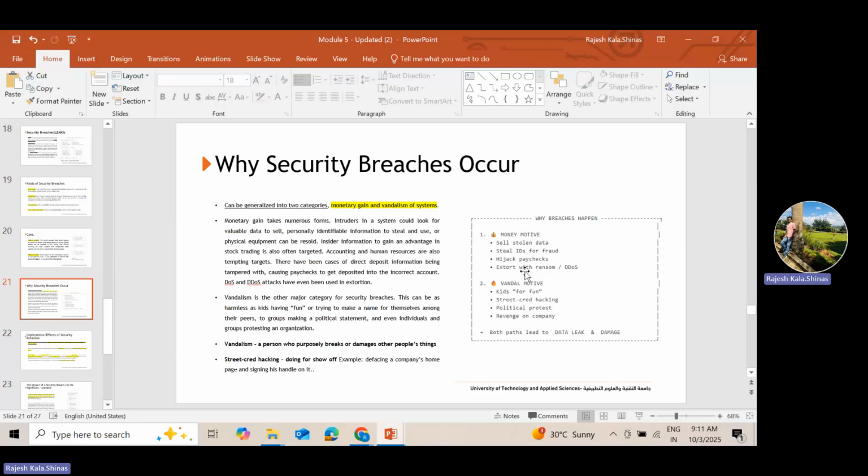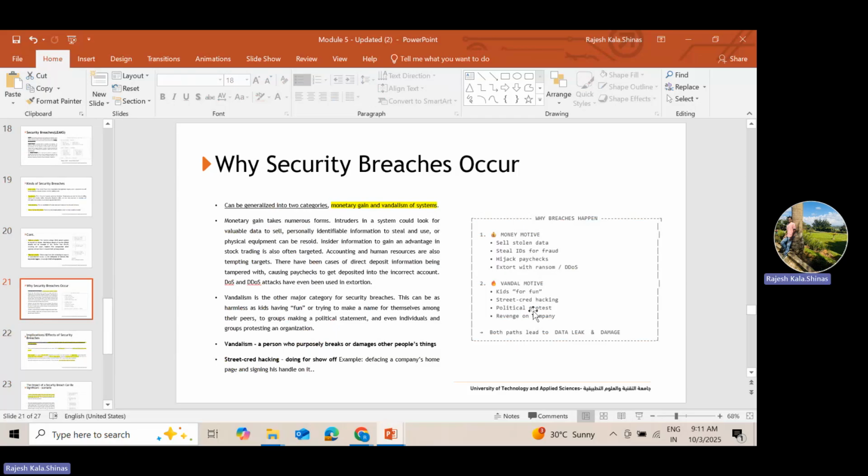Vandal motive means they are not after money. They need some kind of fame. They want to damage the image of others. They want to break into others' computers just to show off, or they need some fame. There are some kids who do this for fun. They just hack a machine for fun only.